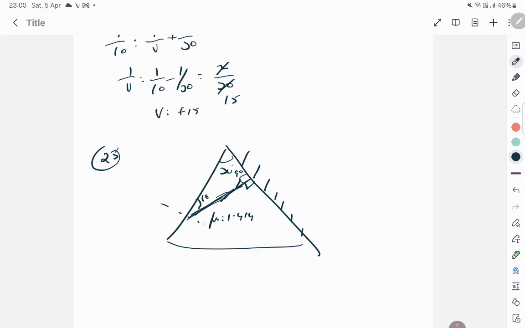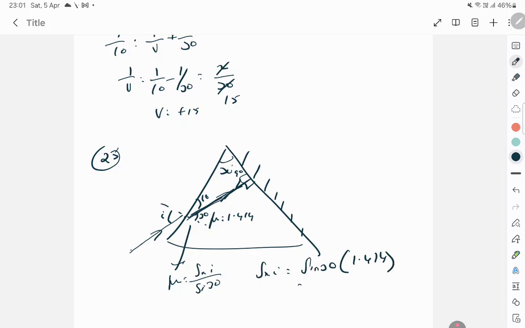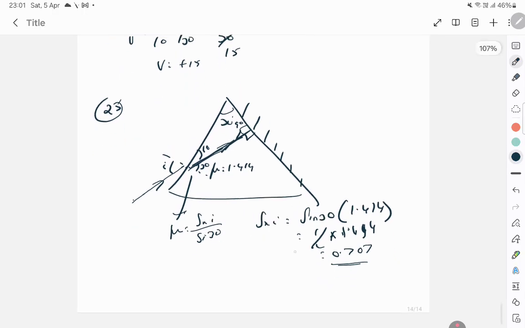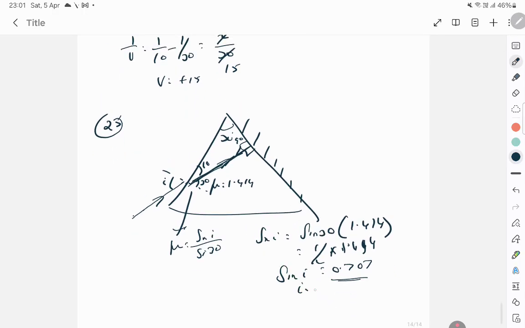You draw a normal here, to the light ray which is falling like this. What should be this angle of incidence? This is 30 degree. Taking the refractive index, it is sin i by sin 30. So sin i is sin 30 into the refractive index, which is 1.414. What is sin 30? It is just 1 by 2 into 1.414. So it will be 0.707 or so, that will be your sin i. So i is sin inverse of 0.707, and that will be my angle of incidence.